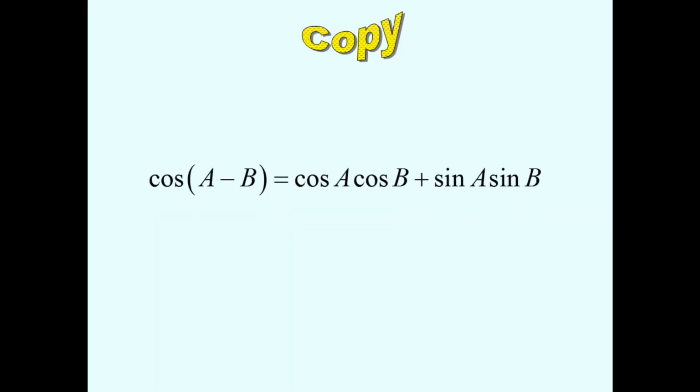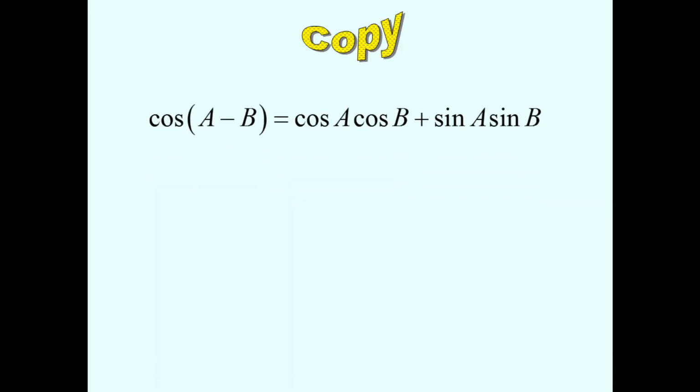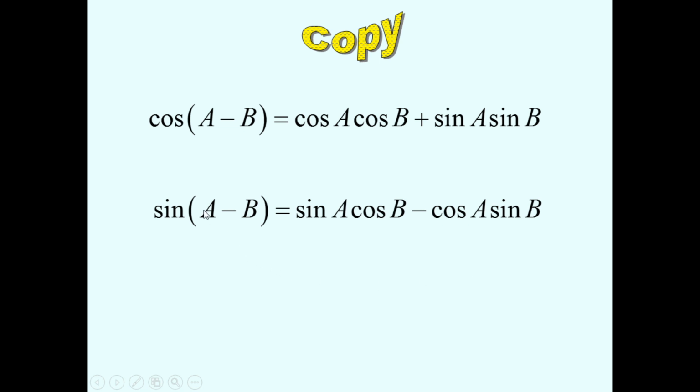And what about the difference trig identities? Cosine of A minus B is the same as cosine A times cosine B plus sine A sine B. It's quite similar to the sum. If it's a plus in the condensed part, once you expand it, it's going to be a minus. If it's a minus in the condensed part, once you expand it, it becomes a plus. Sine of A minus B is sine A cosine B minus cosine A sine B. So the signs correspond to each other.